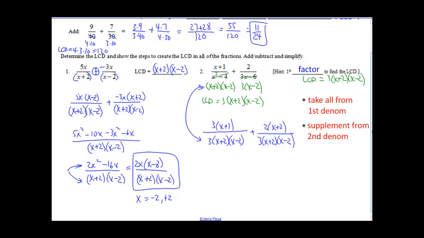If we simplify, 3x plus 3 plus 2x plus 4 all over 3 times x plus 2, x minus 2, which equals 5x plus 7 over 3 times x plus 2, x minus 2. Is there anything we can factor out on the top? No. So right now that's our answer. Where x cannot equal, if we go back to the original, sorry about the mistake again, we know that x cannot equal plus or minus 2.